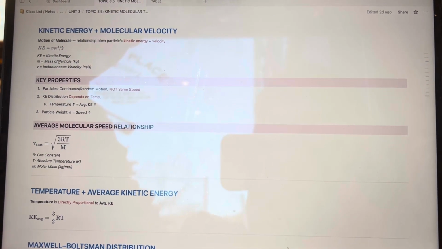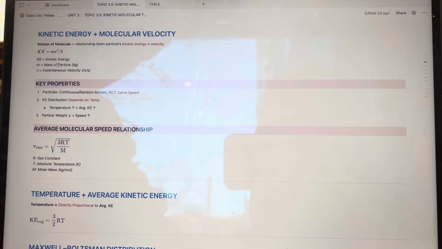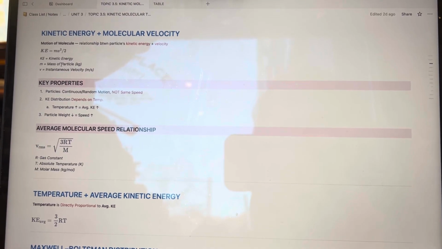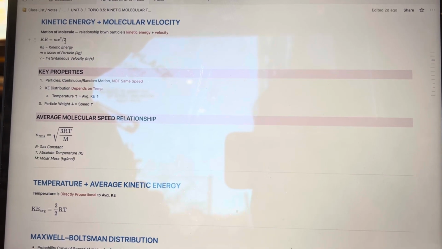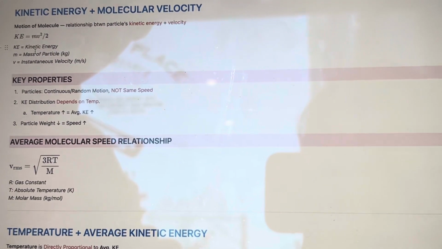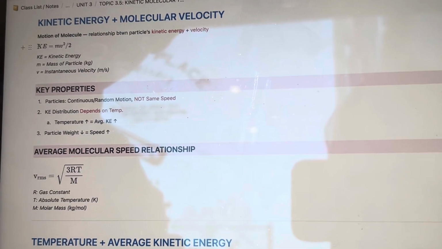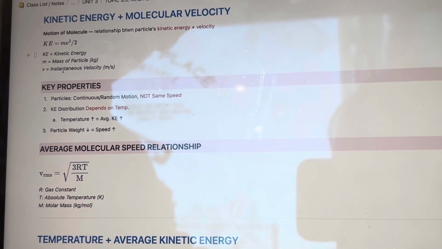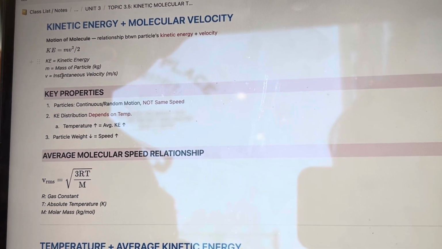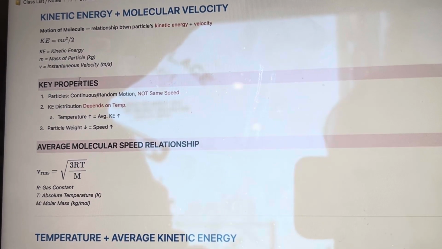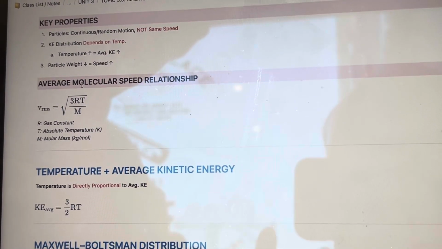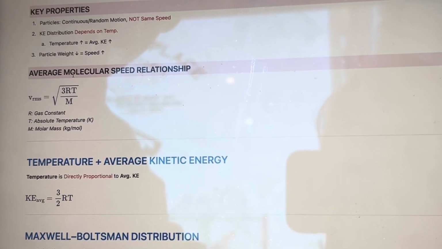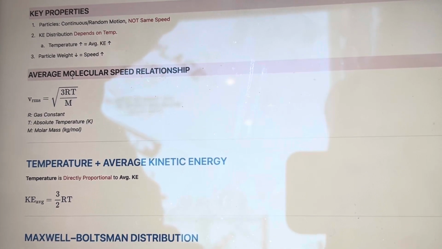And the second one is kinetic energy and molecular velocity. So the motion of a molecule is the relationship between the particle's kinetic energy and velocity. This is the equation that represents the motion of a molecule, where KE represents kinetic energy, m represents the mass of the particle in kilograms, and v represents instantaneous velocity in meters per second. The key properties of this are that particles are in continuous and random motion, as I said before, however they're not at the same speed.